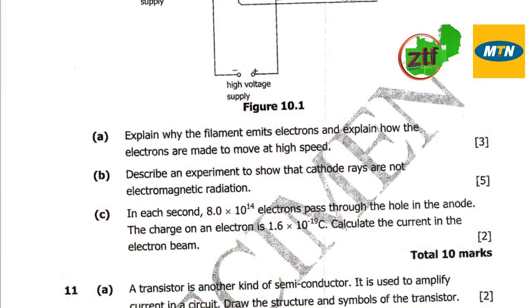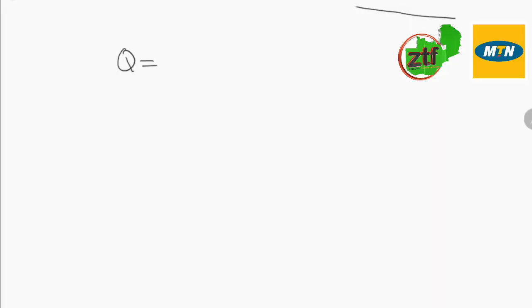Part C. In each second, 8.0 times 10 to the power 14 electrons pass through the hole in the anode. The charge on an electron is 1.6 times 10 to the power minus 19 coulombs. Calculate the current in the electron beam. First of all, we must find the total charge that flows there by multiplying the number of electrons by the charge that each electron carries. 8.0 times 10 to the power 14 times 1.6 times 10 to the power minus 19.